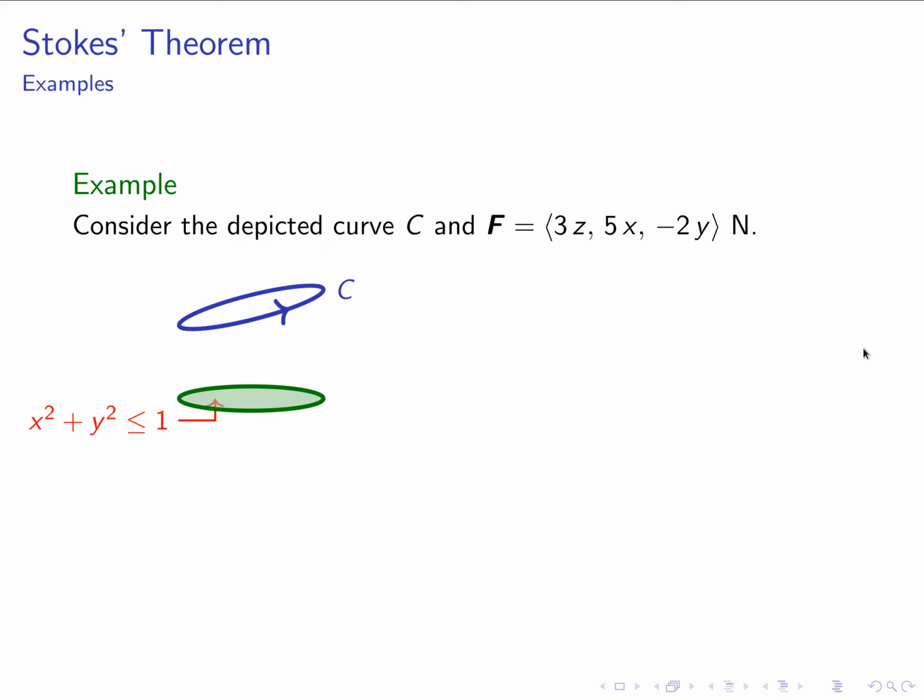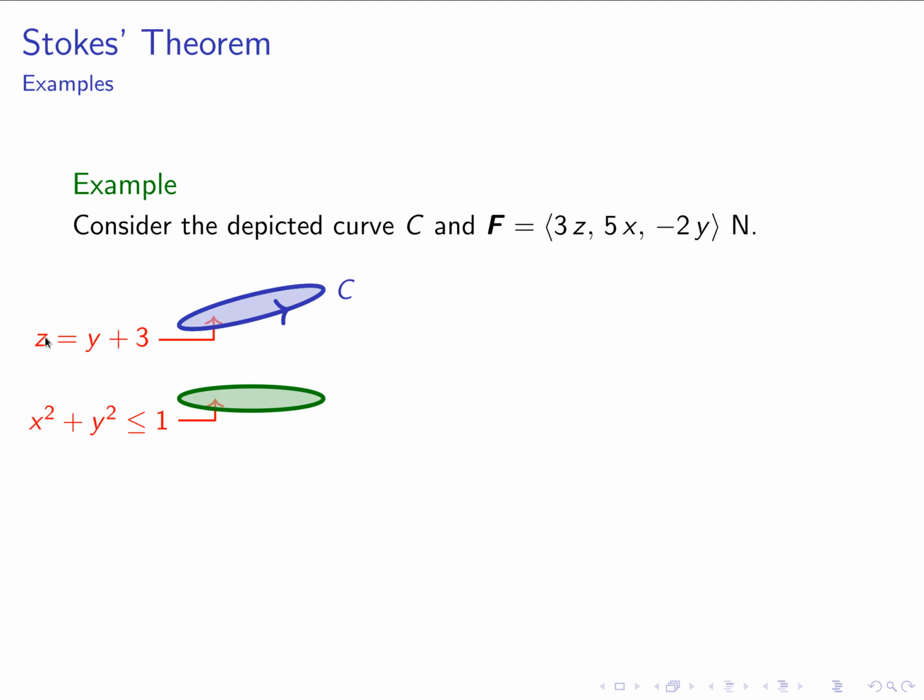Let's look at another example. So here we have a curve depicted in the problem statement, and we are given a particular vector field. What is the curve we're given here? Well, this is a curve which is part of a surface defined over a domain. So the domain here is x squared plus y squared is less than or equal to 1. So this is the interior of the unit circle.